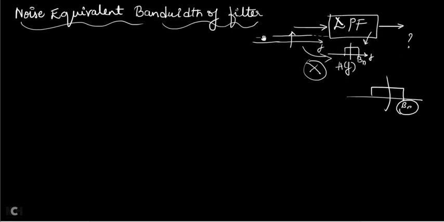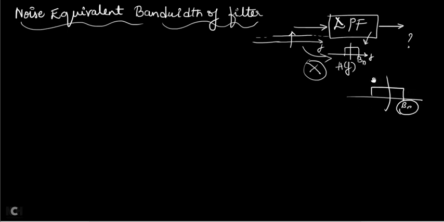So though the noise is present from -infinity to +infinity, when you multiply that noise with the low pass filter frequency response, the noise will come only for the particular bandwidth of the filter. That particular bandwidth, wherever the noise is present, is called Bn. Bn stands for noise equivalent bandwidth of the filter. Noise equivalent bandwidth is nothing but the bandwidth only for which the noise will be present at the output of the filter, the bandwidth only for which the noise will be occupied.